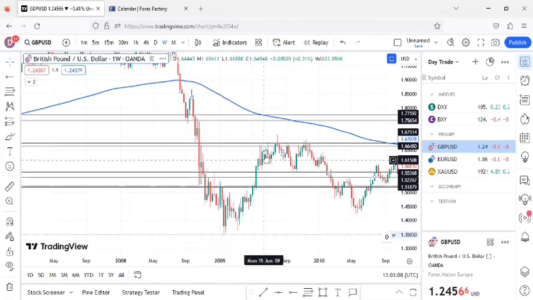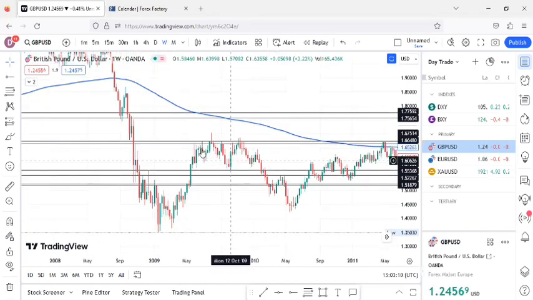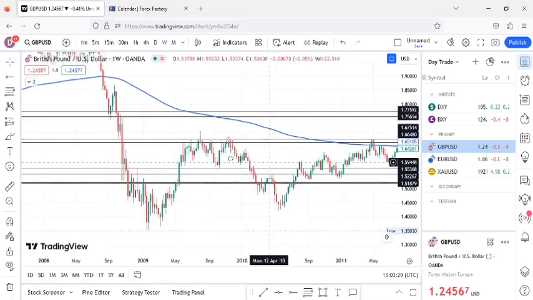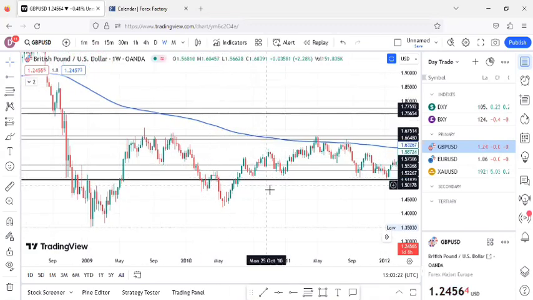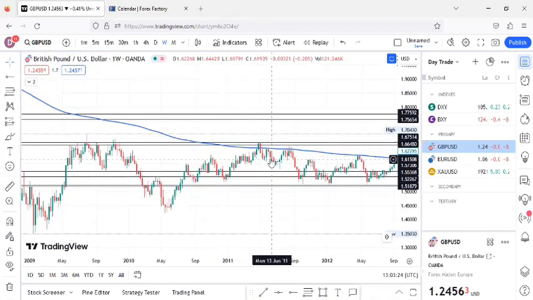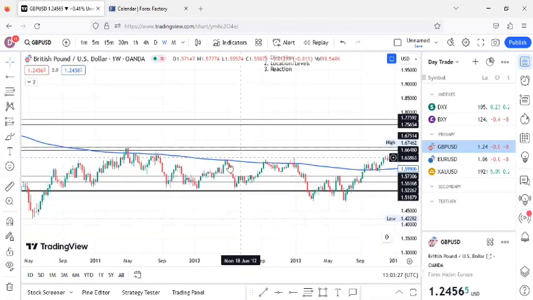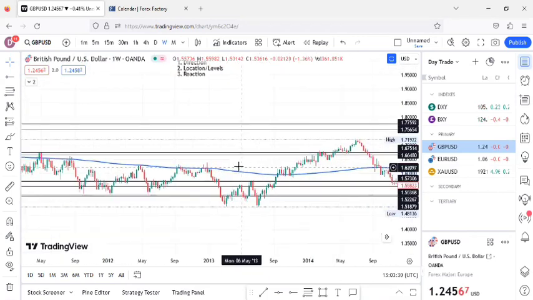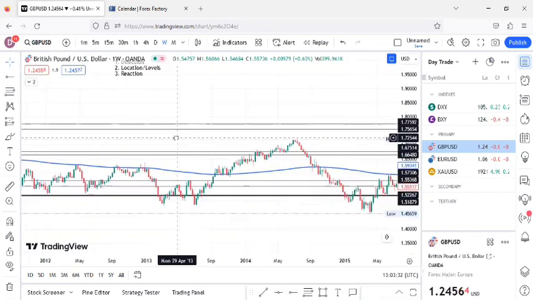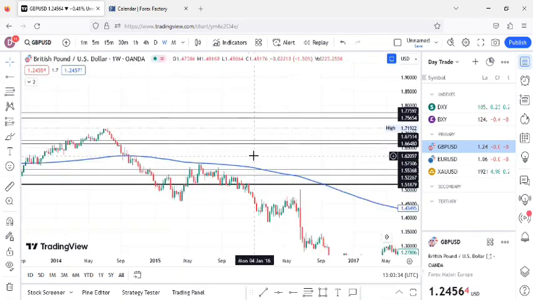That is how it's going to be reacting at those levels. See the way it reacted here. Tested, rejected, tested, rejected, and all that. So you can see how it's reacting when it gets to those levels. That is how you draw your levels in the market.